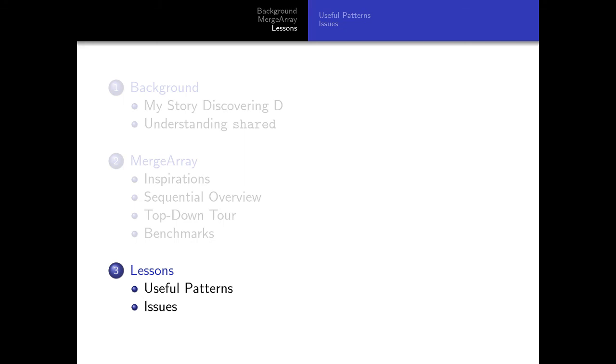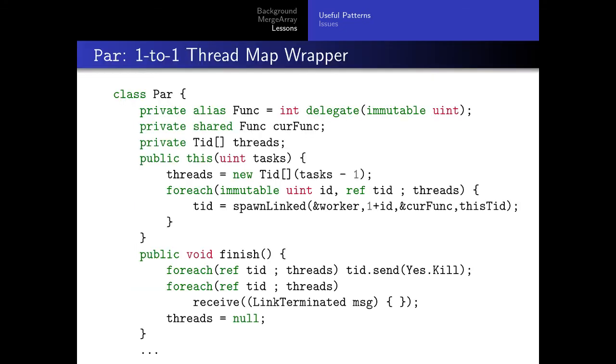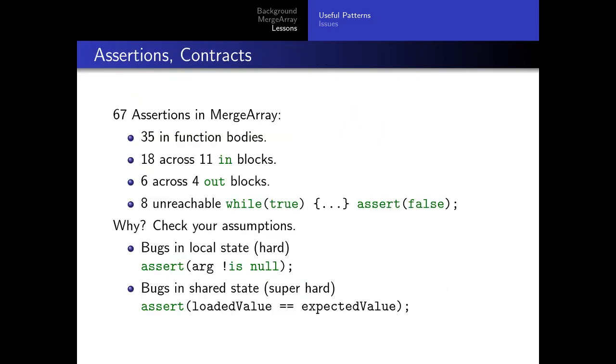So I'm going to go over some of the things I found. I had this nice little one-to-one thread mapper, because if you use parallel from standard parallelism, and the thing you're running is small enough, it can run the same thread on different indices in the range. So I had a simple wrapper that makes sure you do one-to-one thread mapping. I also use lots of different assertions all over the place in my code.